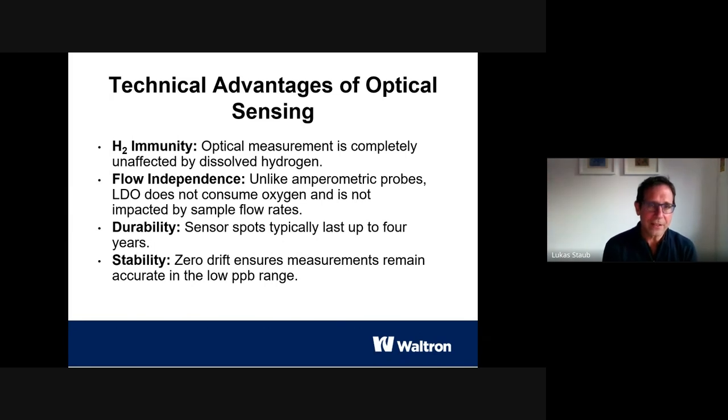And then there is a greater stability with the LDO measurement. The zero drift, or the non-existing zero drift, ensures that the measurements remain accurate in that low ppb range, below somewhat 20 ppb.